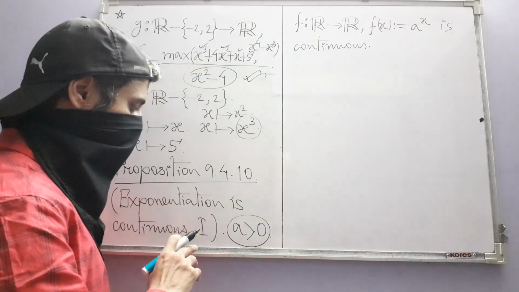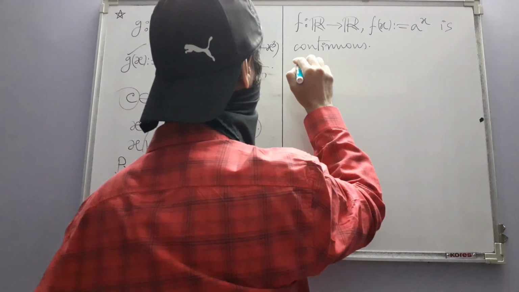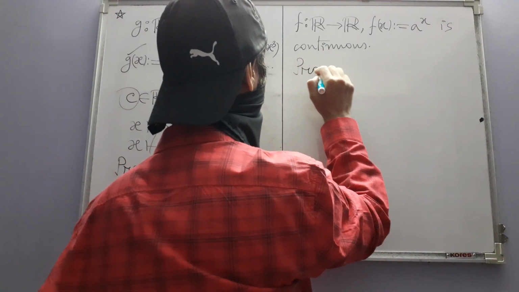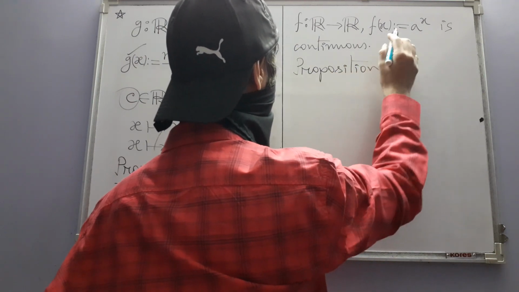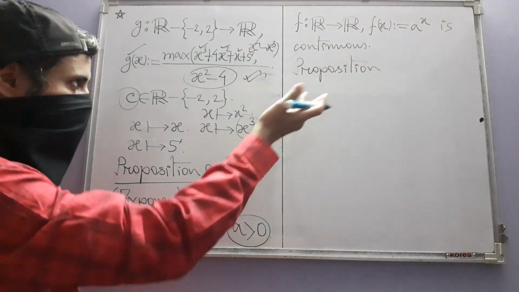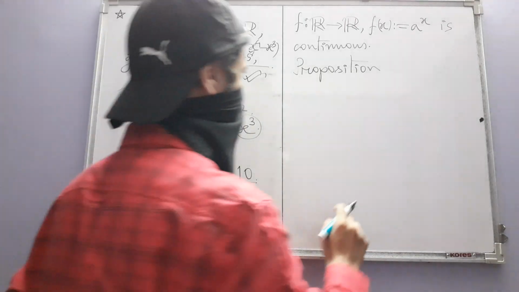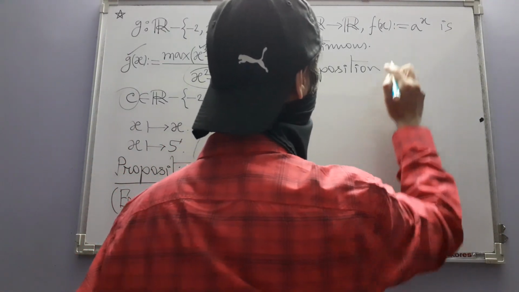But there is part 2 of this also. The base here is positive, but the exponent of course can be any real number, positive, negative or 0, rational, irrational, anything.